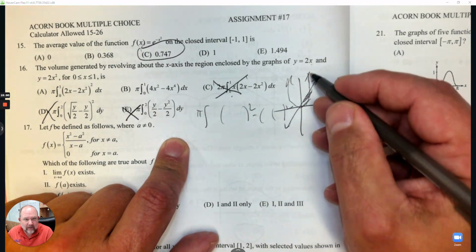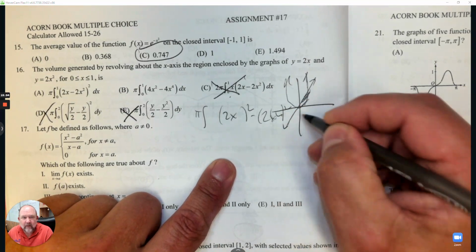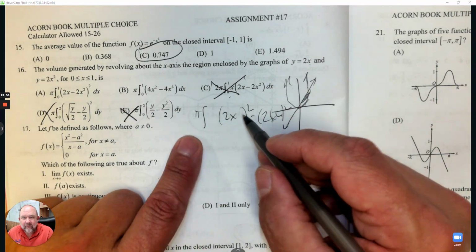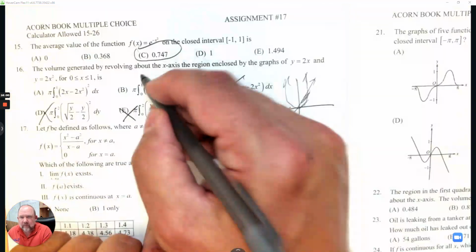And what's on the top and bottom? So 2x is on top and 2x squared is on the bottom. So this is 4x squared minus 4x to the 4th. Perfect. It's B. All right.